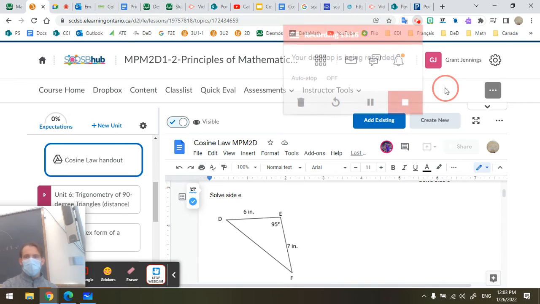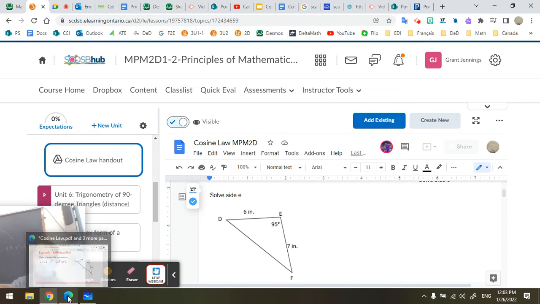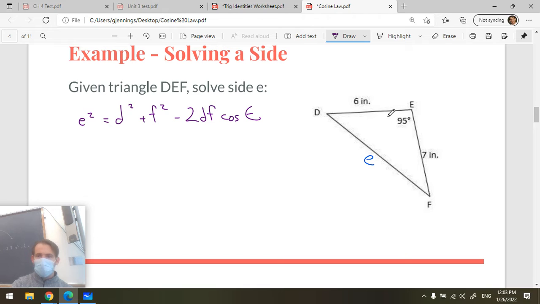All right, so people are making some good discoveries. Some of those discoveries are that the value of cosine that they're getting for 95 degrees is a very small negative number. Is that right? Yeah. Very small negative number. Very close to zero, but negative. It still works for our formula, though.